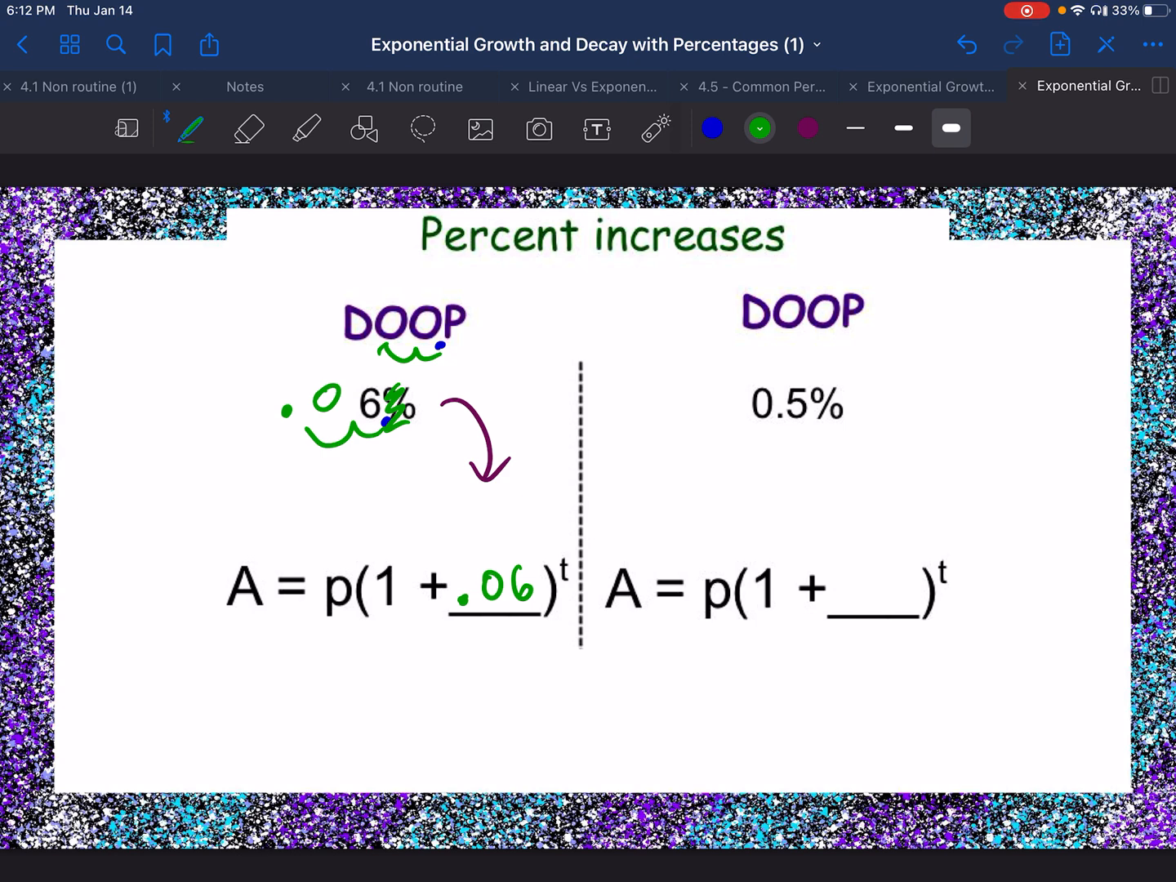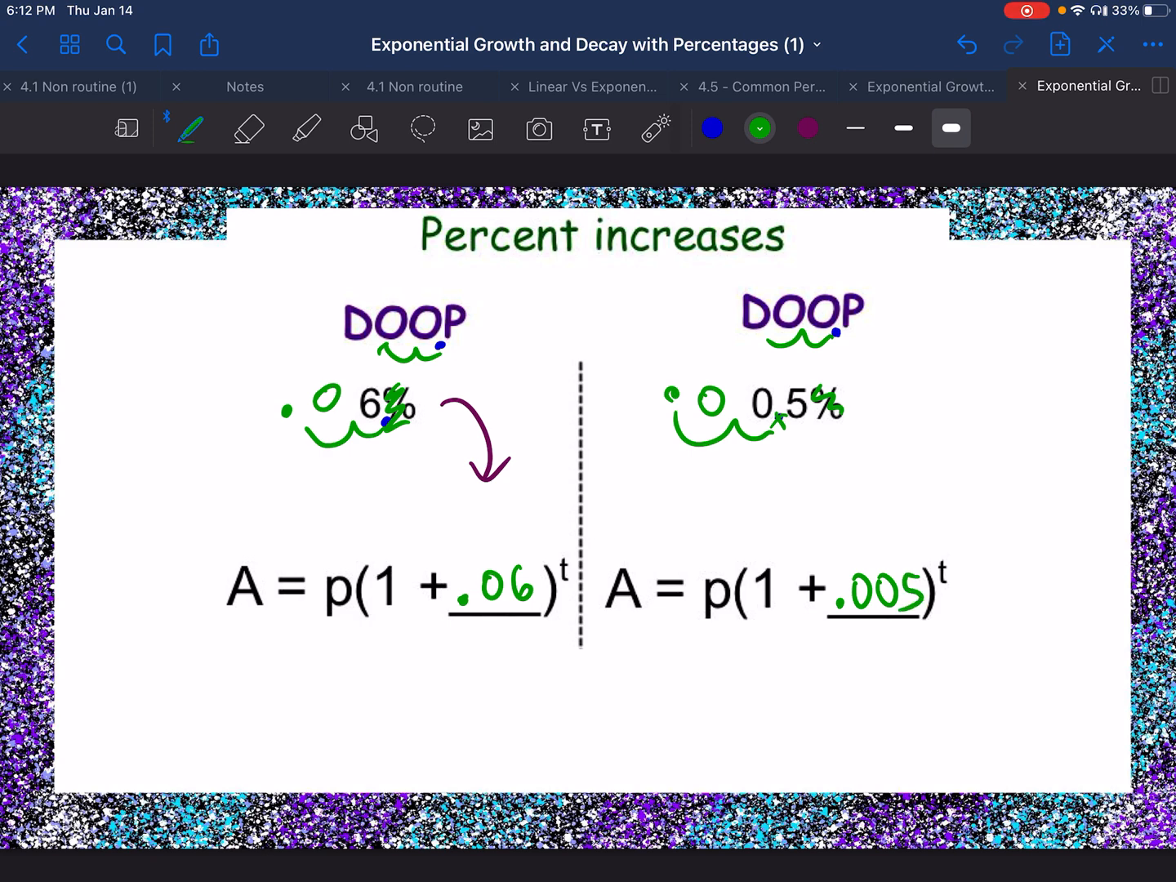Let's try this again on the next example. What would 0.5% be as a decimal? Same deal. I have my decimal point. I go 2 places to the left, fill in any empty spots with zeros, get rid of what I don't need, and just be really careful that you copy down the correct number of zeros.